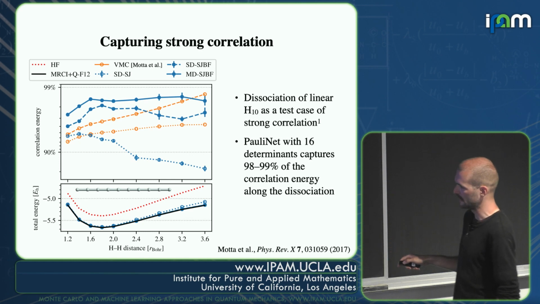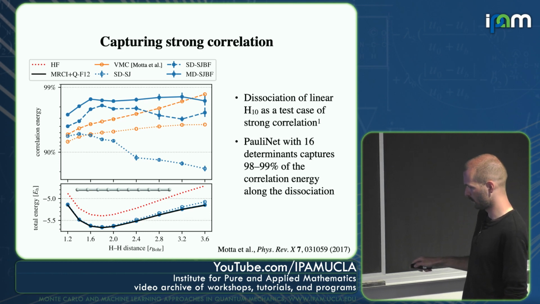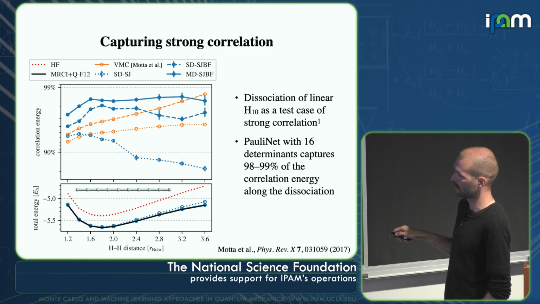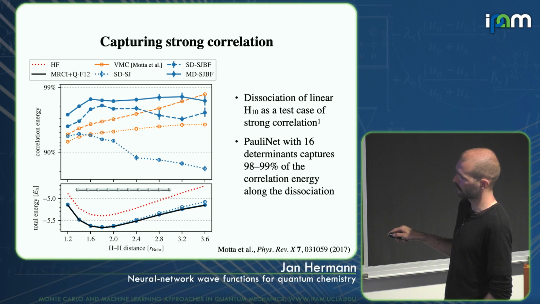So this is a linear chain of 10 hydrogen atoms. That was a part of this big benchmark paper. Here we compare against previous variational Monte Carlo calculations that were done for this paper, and those are these two yellow lines. This is a single determinant version of VMC. This is a multi-determinant version of VMC. The blue lines are a single determinant version of Polynet with backflow, and this line is a multi-determinant version, right?